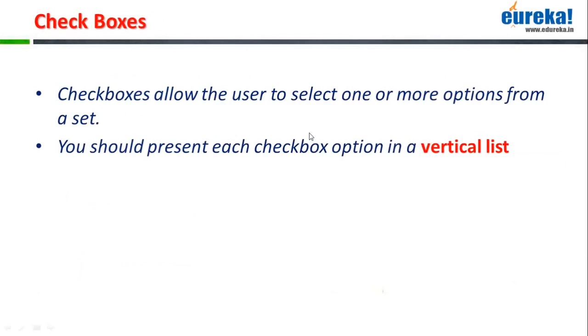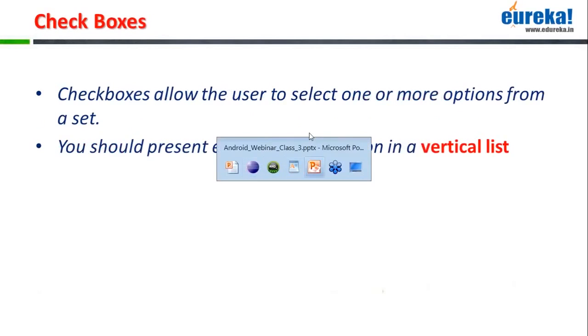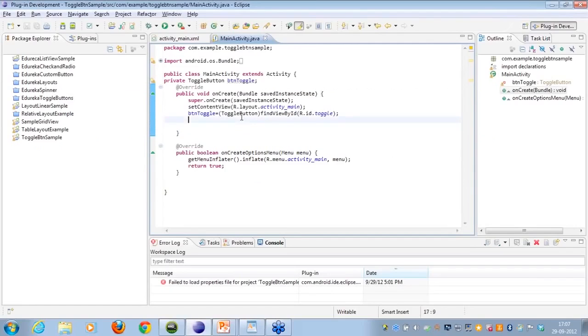So this is an example of a typical toggle button that we have in Android. Similar to a toggle button, we also have checkboxes. The checkboxes allow the user to select one or more options from a set of values. You should present each checkbox option in a vertical list. I'll just show you an example for it.